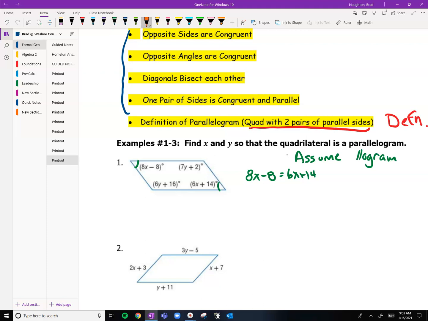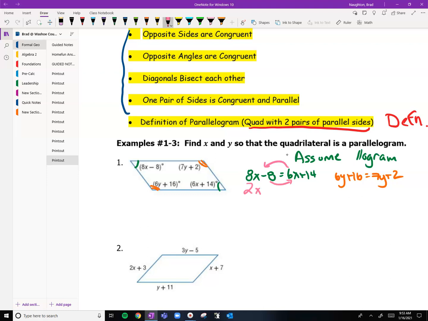And then we're going to go ahead and have these right here. That's going to be 6y plus 16 and 7y plus 2. Again, we need to have both of those, so that's why we're doing both sets. When I bring this 6x over, I'm going to get a 2x.